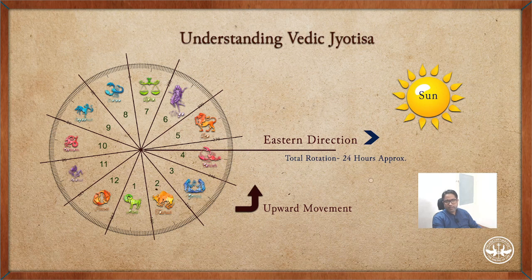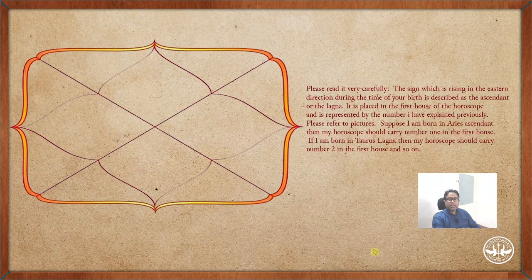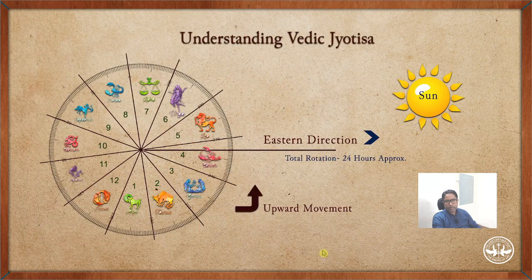Now, in general, you might have come across this kind of thing, or you might have come across this one also. This is the North Indian chart, and the earlier one which you were looking at is a South Indian chart, and you usually see these numbers written over there. This is actually the Akashic diagram, or the diagram of planets at the time of your birth. How this has been derived is a basic thing which I will explain in this video.